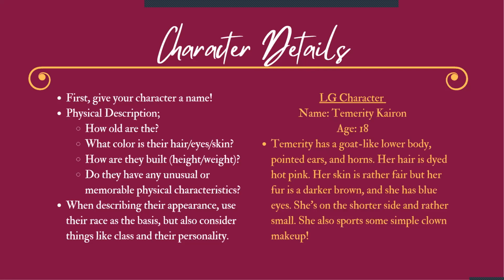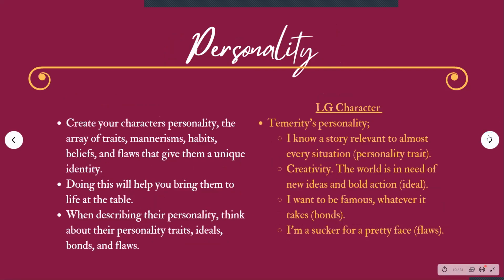Her skin is going to be fair, but her fur, because she's a satyr, so she's beast-like, is darker brown, and she'll have blue eyes, and she'll be on the shorter side and rather small, which, with her class as a bard, means that she should be a little bit more dexterous. That will help show off her class abilities. And she sports some simple clown makeup, which is another example of that unique physical characteristic and how it's her personality.